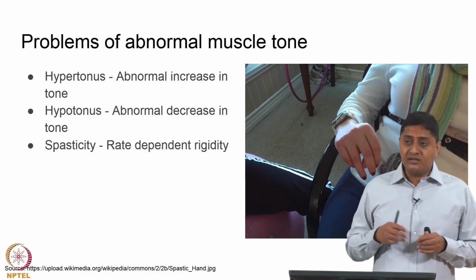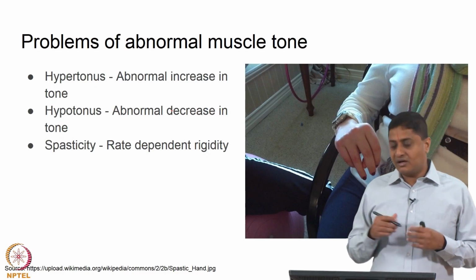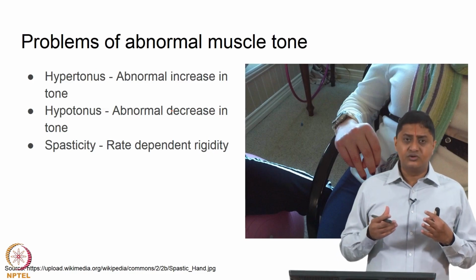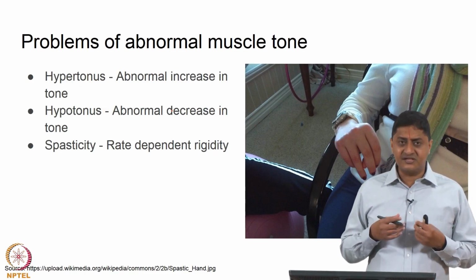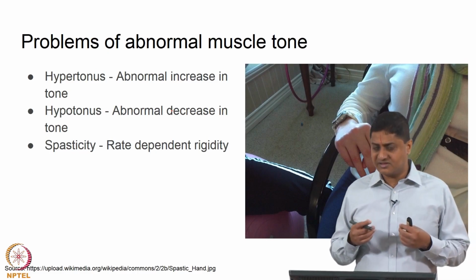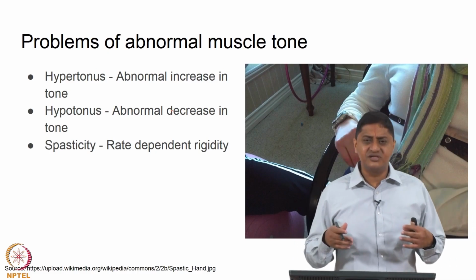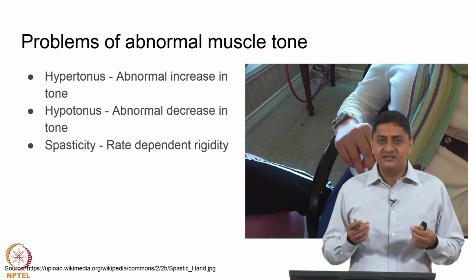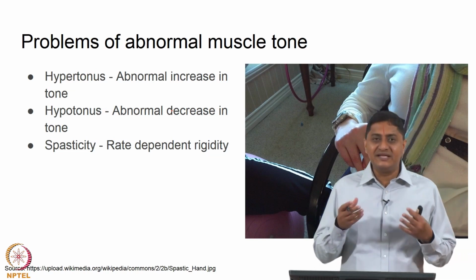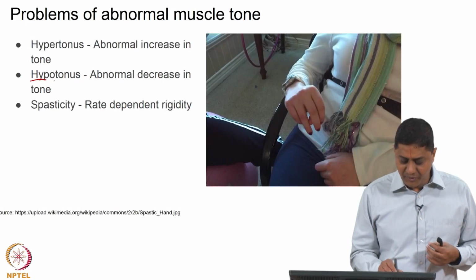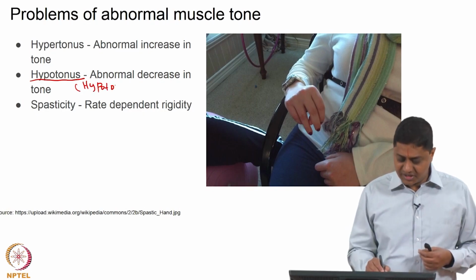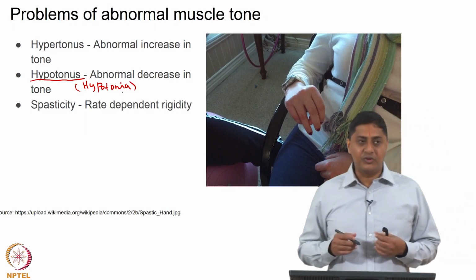When an injury happens in the spinal cord or in the upper motor neuronal cases, what happens is that tone is either greatly exaggerated or greatly reduced, or in other words there can be complete flaccidity. Flaccidity means looseness, the muscle is no longer tight, there is no more tension. This is the case of abnormal decrease of muscle tone called hypotonus or hypotonia. Hypo means reduced, tonia means the muscle tone, hypotonia.